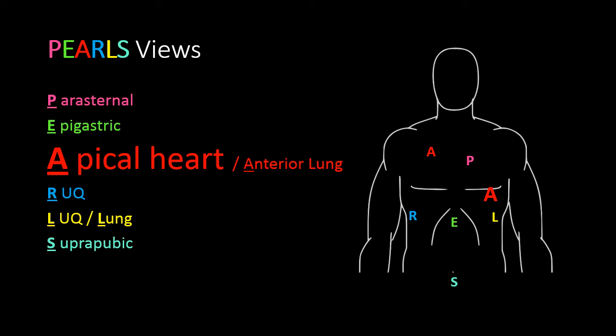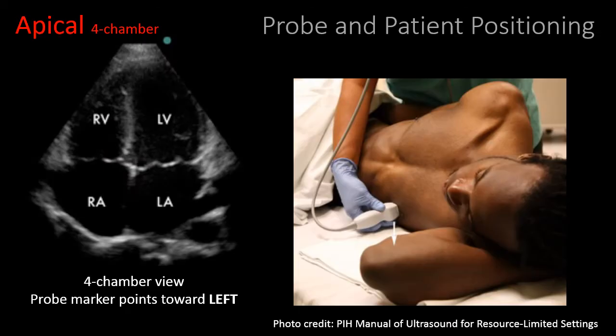Moving on to another view of the heart, the apical view. In the apical view, you're going to basically find the point of maximal impulse. As you can see in this patient, it might be in the fifth intercostal space, and close to about the midclavicular line is a good place to start. You're basically trying to put the probe right on the apex of the heart.